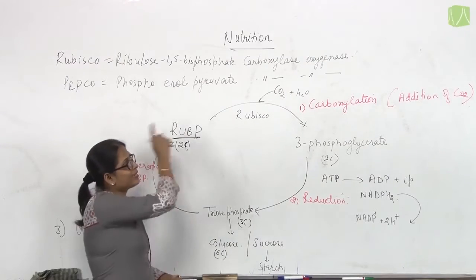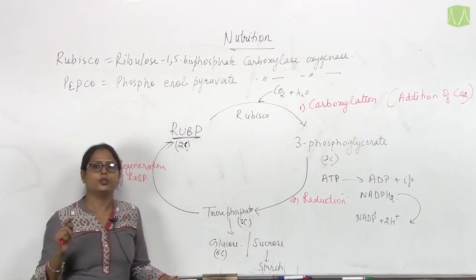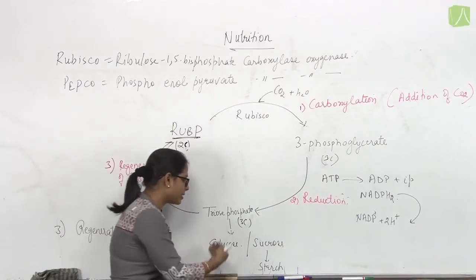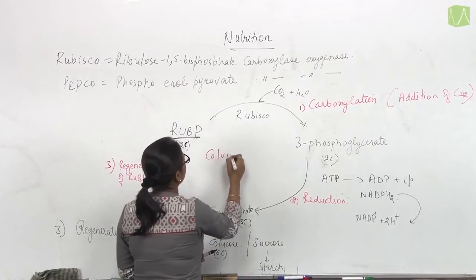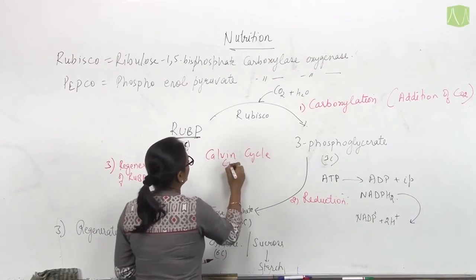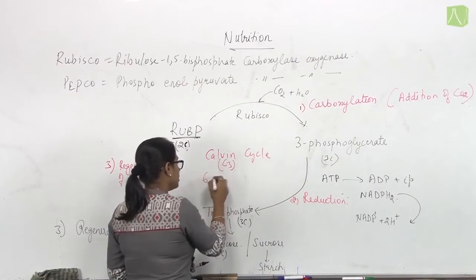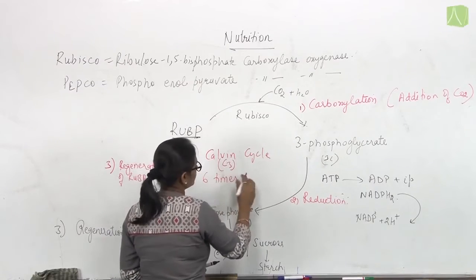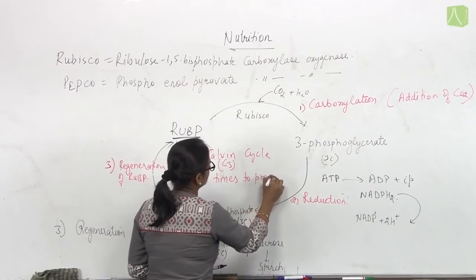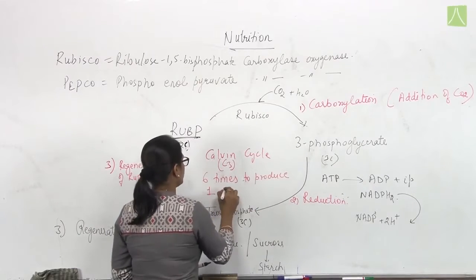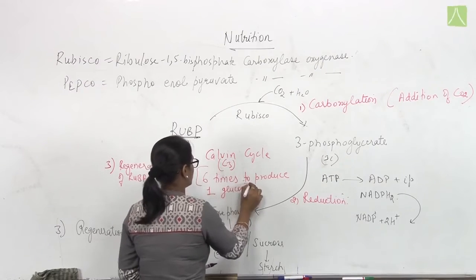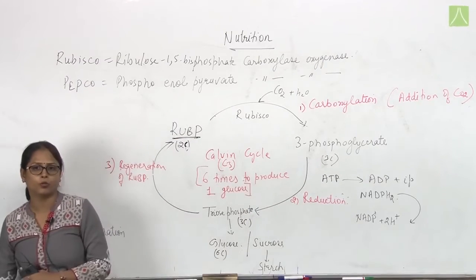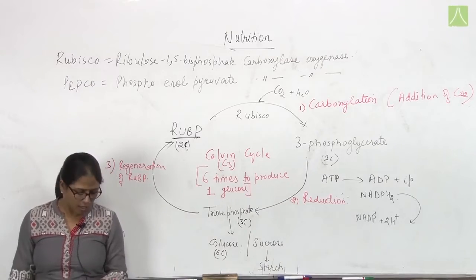So how many times should this cycle run to produce the 6 carbon compound glucose? This Calvin cycle, also known as the C3 cycle, runs 6 times to produce 1 molecule of glucose, because 1 molecule of glucose contains 6 carbons.